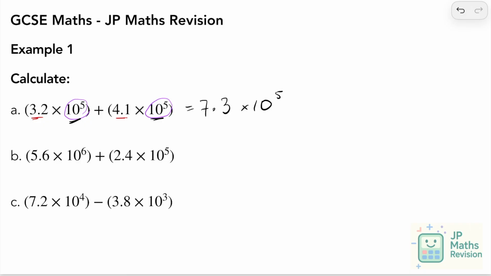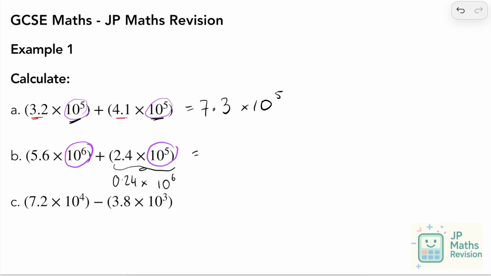This next one, we have 5.6 times 10 to the 6, add 2.4 times 10 to the 5. This time, the power of 10 is not the same. We have 10 to the power of 6 over here and 10 to the power of 5 over here. So we need to do something to make them the same. I'm going to adjust this one, and make this something times 10 to the power of 6. To make 10 to the power of 5 into 10 to the power of 6, I've made it 10 times bigger. So in order for it to be the same number, we need to make the other number 10 times smaller. So this is going to become 0.24 times 10 to the power of 6.